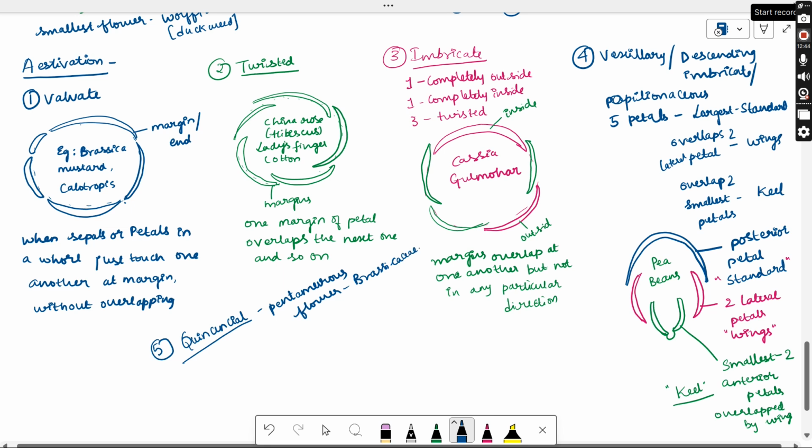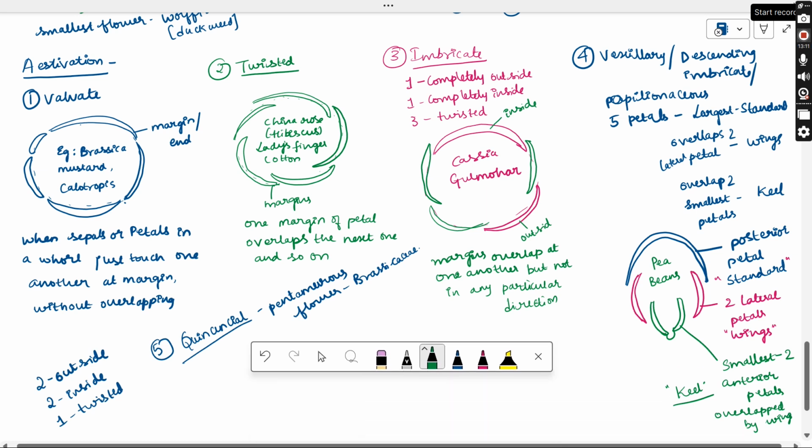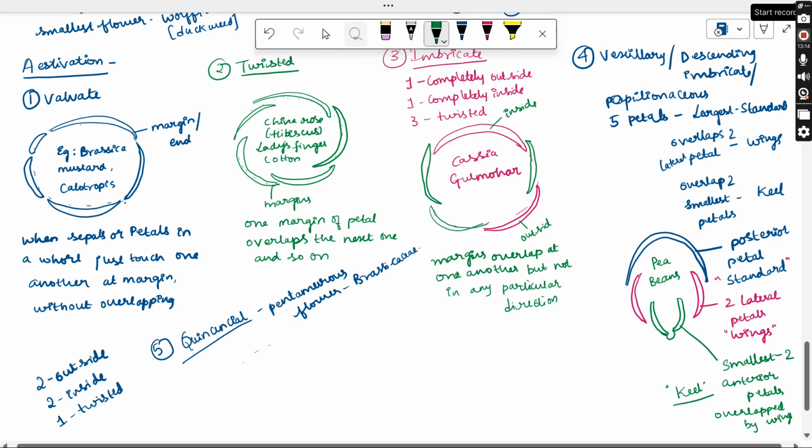So how are they arranged? In this case, two are completely outside, two are completely inside, and one will be showing the twisted type. So in quincuncial, two are completely outside, two are completely inside, and the one is showing the twisted. So let us draw this diagram. Here the outer one we will draw completely on the outer side like this, and the remaining two on the completely inner side.